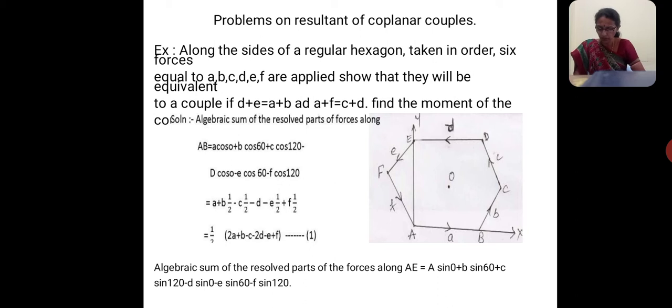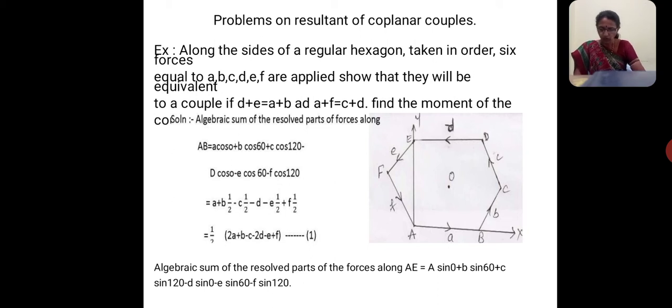First problem: along the sides of a regular hexagon taken in order, six forces equal to A, B, C, D, E, F are applied. Show that they will be equivalent to a couple. If D plus E equals A plus B and A plus F equals C plus D, find the moment of the couple.